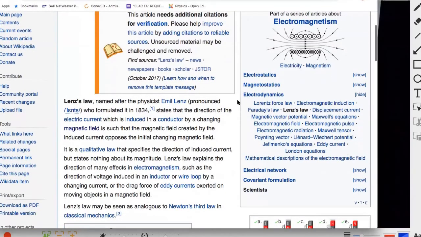Named after the physicist Emil Lenz, who formulated it in 1834. So that's probably around the time of Faraday, too, the early 1830s. The direction of the electric current, which is induced in the conductor by a changing magnetic field, is such that the magnetic field created by the induced current opposes the initial changing magnetic field. Notice it doesn't say it opposes the magnetic field, but it opposes the changing magnetic field. It is a qualitative law that specifies the direction of the induced current, but states nothing about its magnitude.